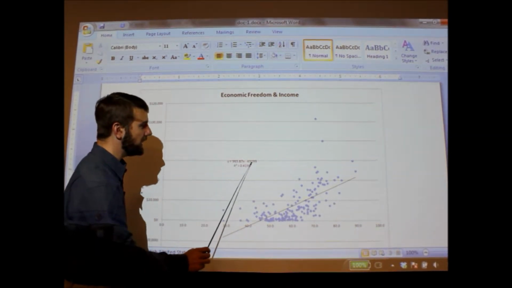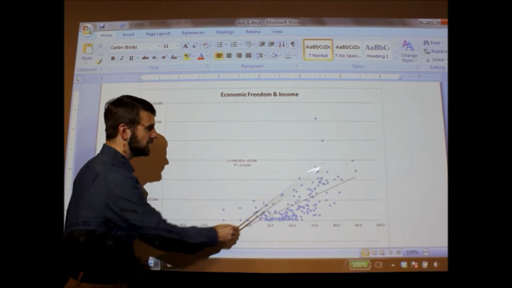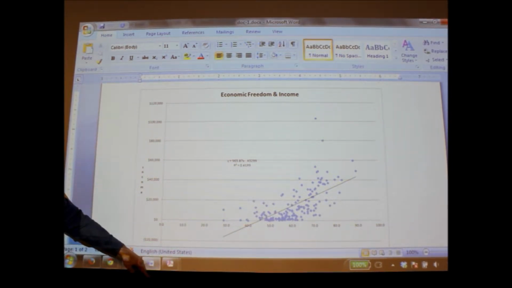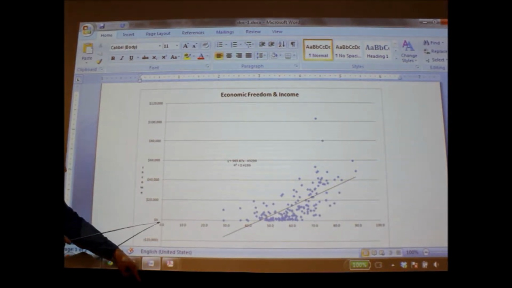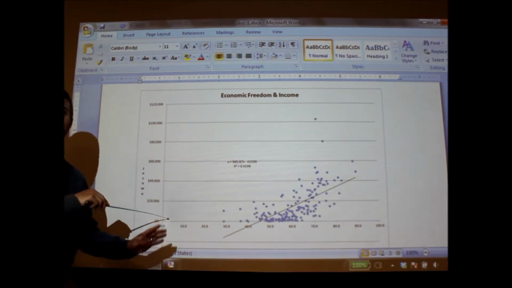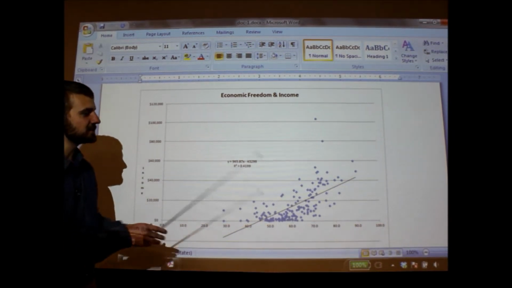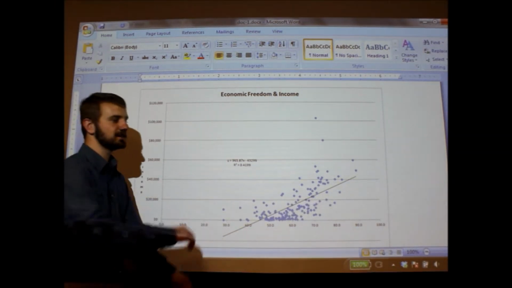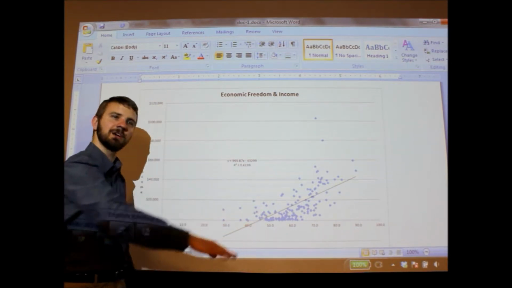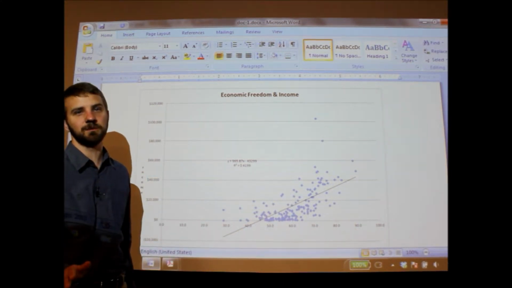This equation is the slope of this line. The intercept is negative, right? Negative 43,000. So if you had zero economic freedom, we would predict you would have negative income, which I know doesn't make perfect sense. That's because we have a straight line here. You could have selected, if I asked you to, quadratic or some other type of line. But here I just asked you to do a straight line, just to make things simple.